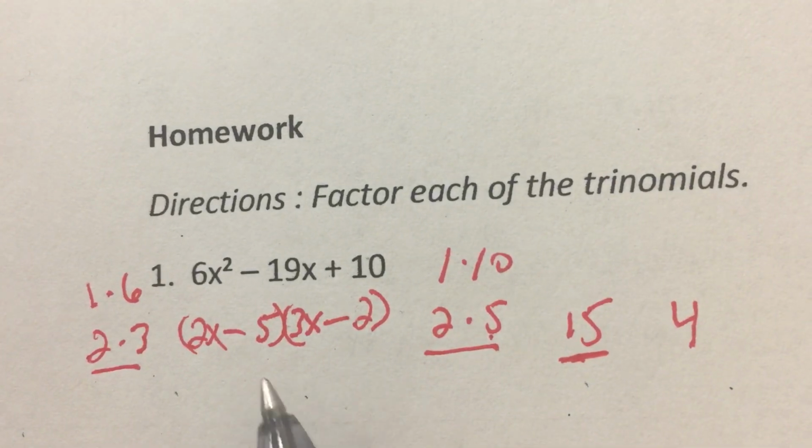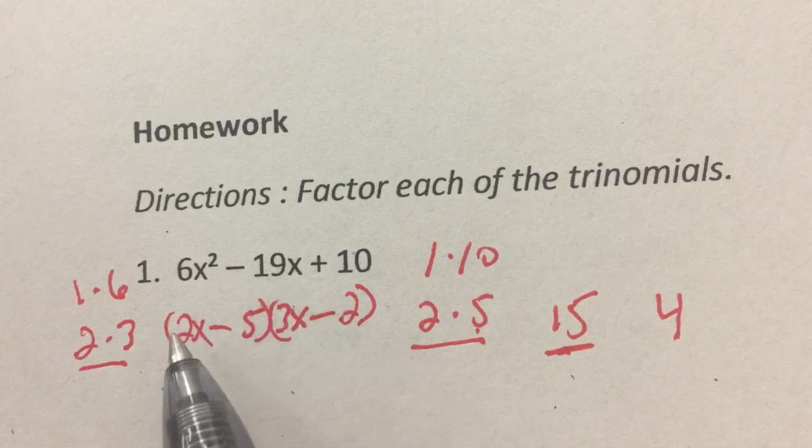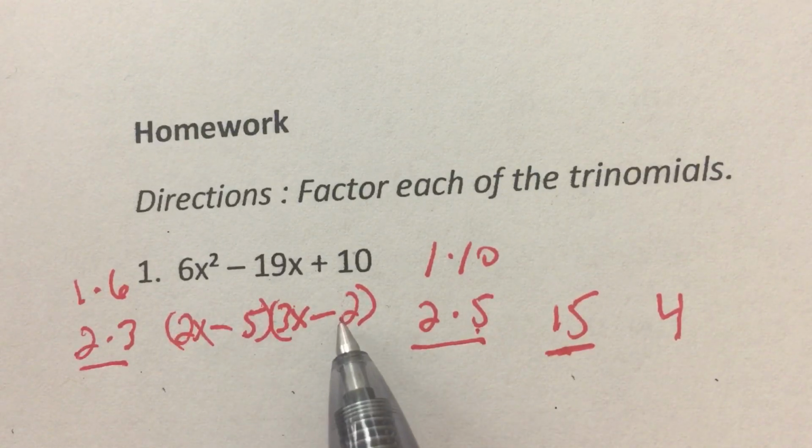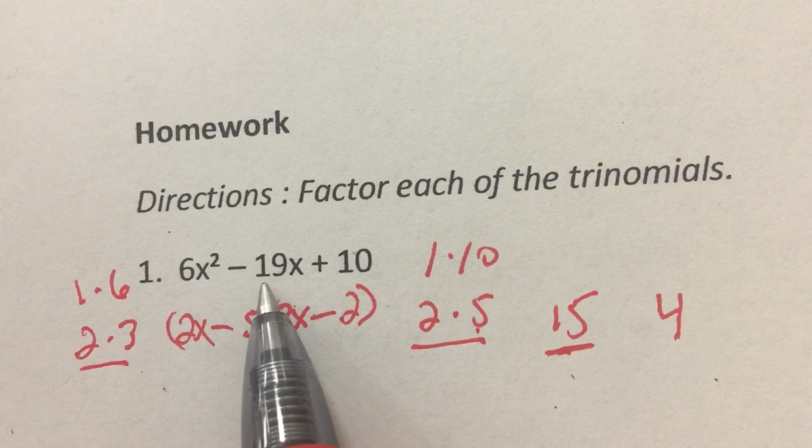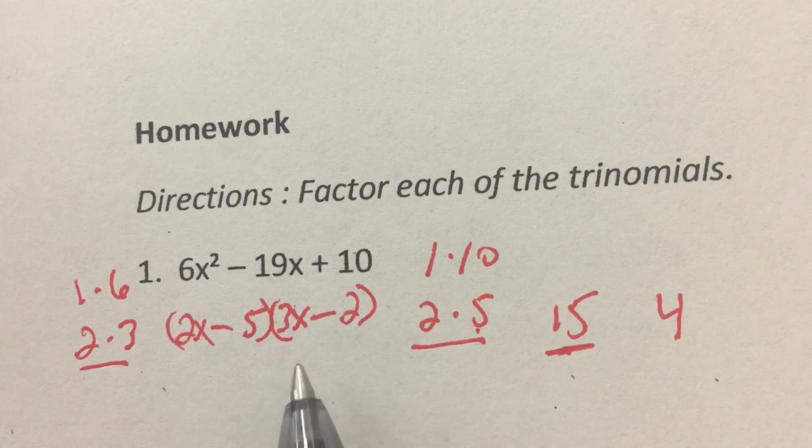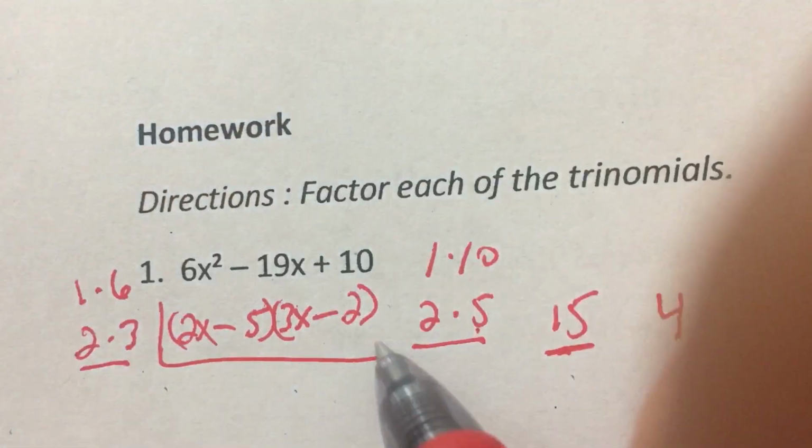If I wasn't sure if this was right, I would just take my answer and I would multiply these binomials. If I end up with 6x squared minus 19x plus 10 when I'm done, then it is correct. If not, I did it wrong.